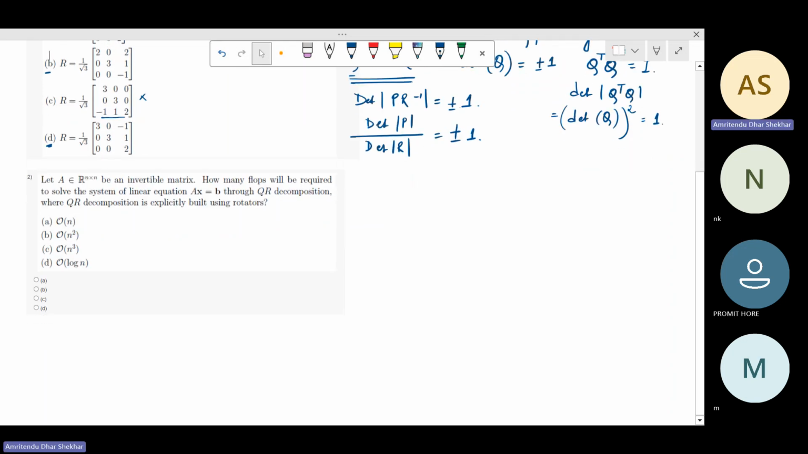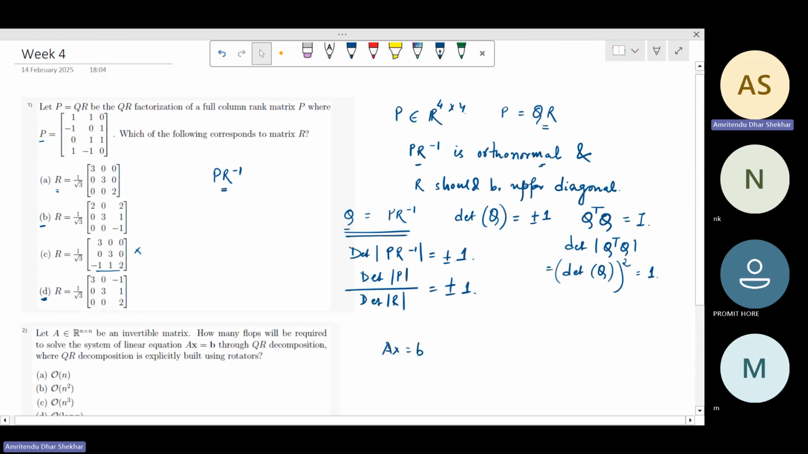So in this problem, we want to solve Ax equals b using a QR decomposition. Okay, what is the standard way of computing R? Oh, okay. So the standard way of computing R is as follows. I assume we're talking about this problem only.